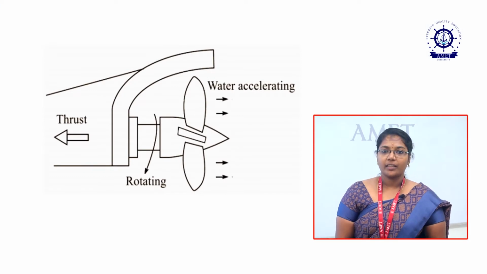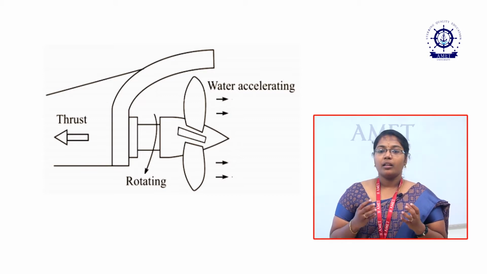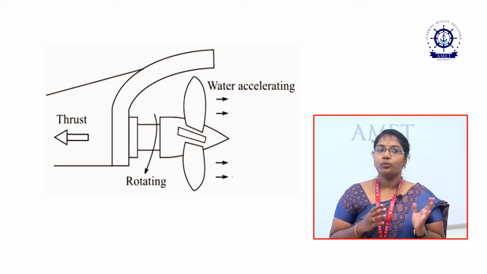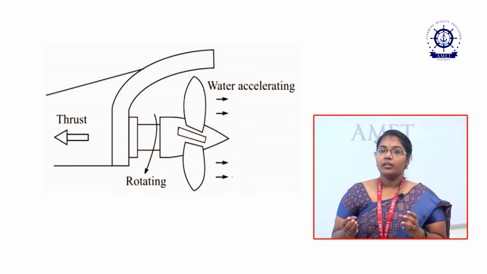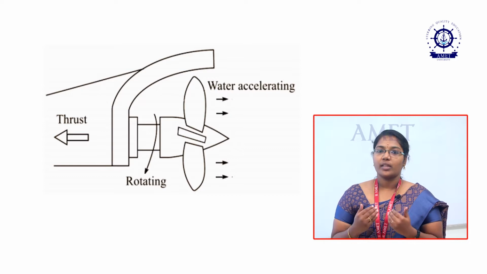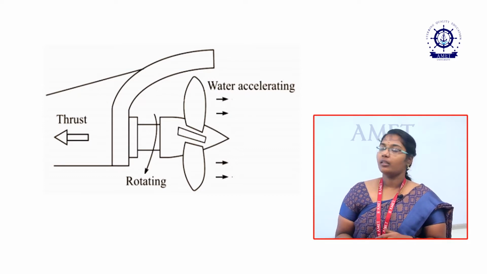Before getting into the theory, first I would like to explain how the thrust is produced, how the mechanism is happening. The thrust which is used to propel the ship, to move the ship forward, comes from the propeller action. The propeller accelerates the water passing through it, and by that the thrust is produced. This is what I have shown in the PPT.